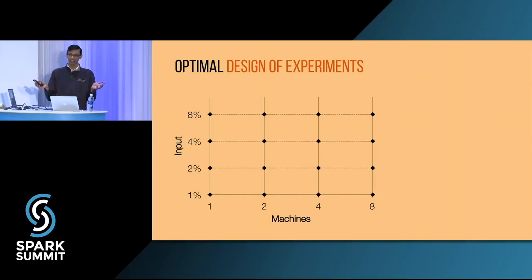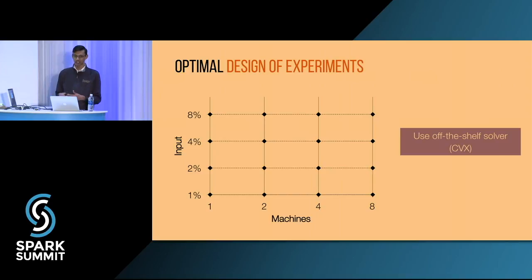The number of configurations that we're usually dealing with is on the order of hundreds or so, and we're trying to pick 5 or 10 of the best of them out of 100. In fact, it turns out there are off-the-shelf solvers, like CVX, where you can just encode the problem that I had on the previous slide into them as a formula. And you feed in your 100 configurations, and it'll tell you what the best configurations to use are in terms of the number of machines and input size. So that works pretty well.